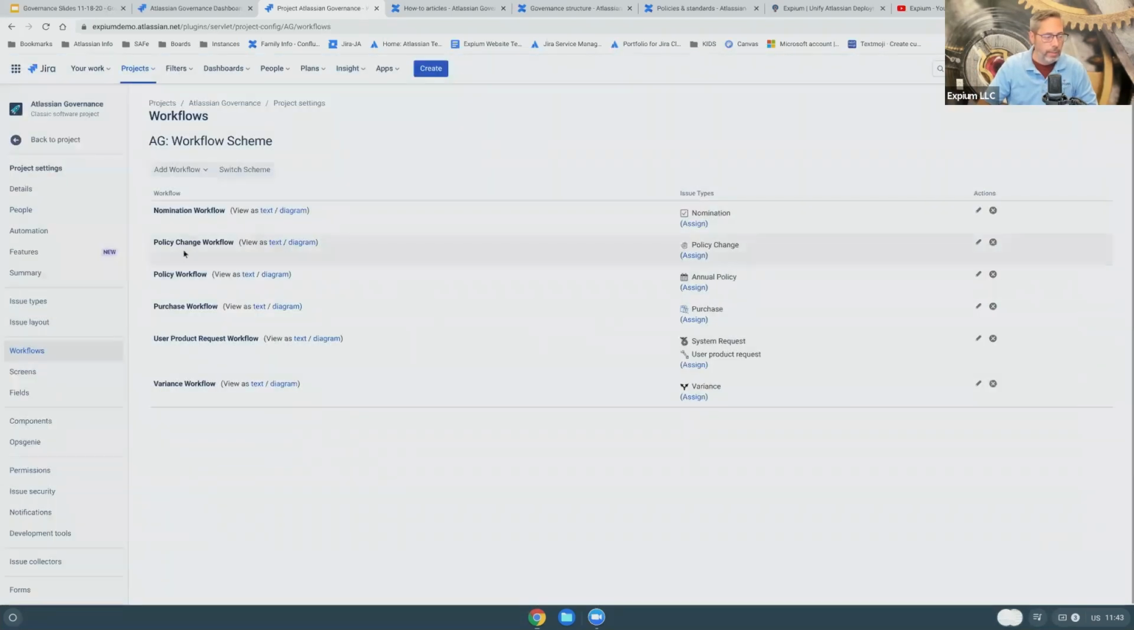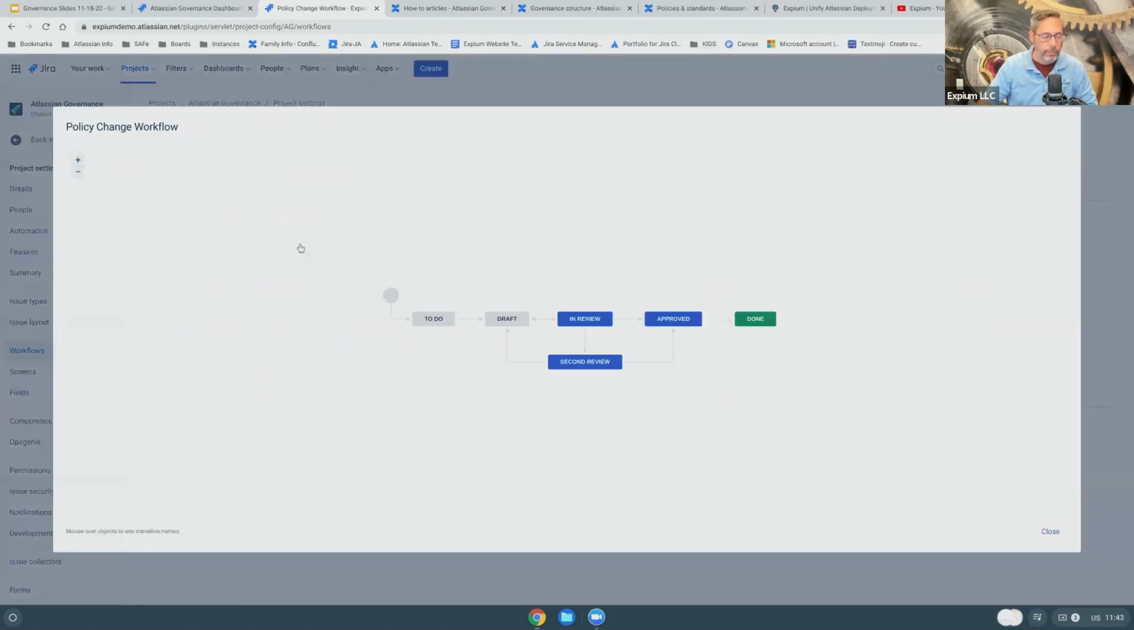How about a policy change workflow, right? We have policies, but we want them to be dynamic to meet our needs. So periodically, we might need to go through a policy process. This is kind of like a documentation workflow. We've got a draft, we've got in review. There might be a second review that sends it back to draft, it gets approved, et cetera, right?